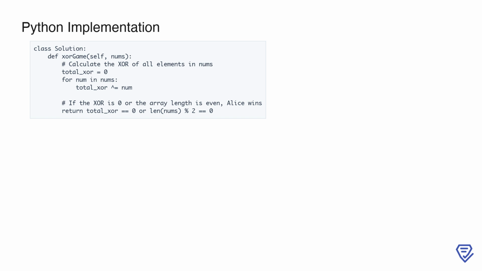2. If the length of the array is even, Alice can also win. This is because, in an even-length game, each player gets an equal number of turns, and Alice can force Bob into a losing position if the XOR is non-zero. Finally, the function returns true if either of these conditions is met, the XOR is 0, total_XOR equals 0, or the array length is even, len(nums) % 2 equals 0. Otherwise, it returns false, meaning Alice cannot guarantee a win.